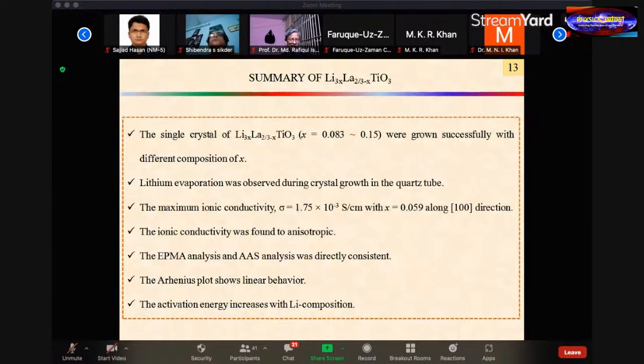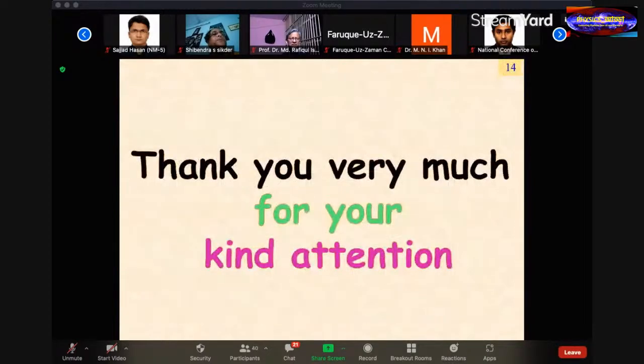Our next target was to measure the electrochemical properties, but we have come back to Bangladesh, so we could not measure the electrochemical properties for these materials. But for other materials we have measured, and we found some good results. So next time we will continue this work, maybe. Thank you very much for your kind attention.